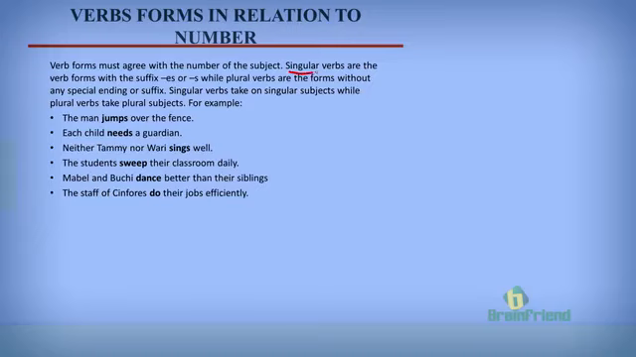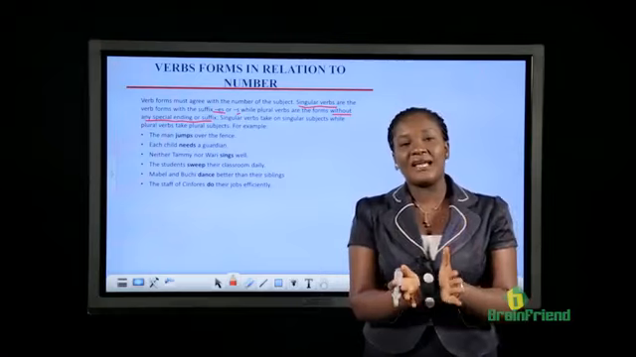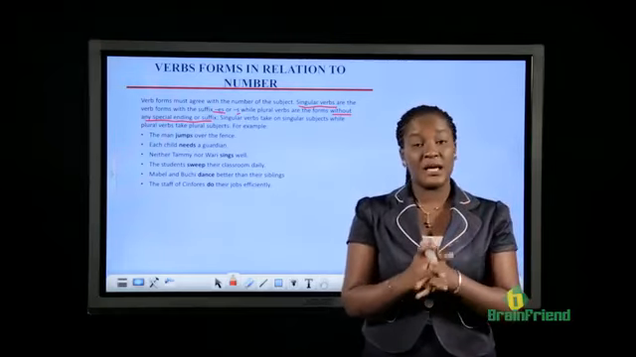Singular verbs, now take note of this, singular verbs are verb forms with the suffix es or s, while plural verbs are the forms without any special ending or suffix. A lot of students mix this up a lot. We all know that nouns, normally, if you want a noun to be plural, you add an s or es as the case may be. And then most people apply the same rule for verbs, but it does not apply.